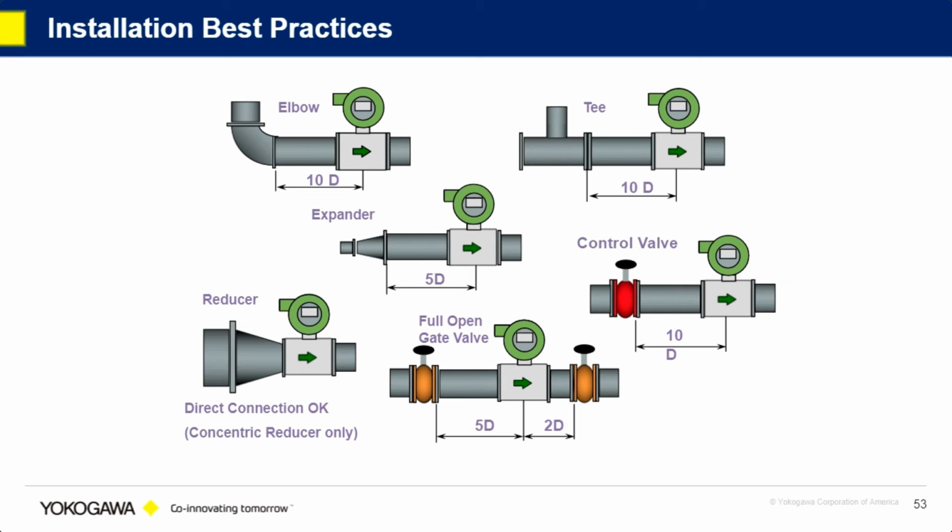These illustrations here are of a magnetic flow meter, and most of the installation is 5D, some 10. But if we have a concentric reducer, say we're reducing from a 4-inch to a 3-inch line, as long as it's a concentric reducer, we don't need any upstream run. So we can go from the reducer right into the flow meter and then back up to your line size.